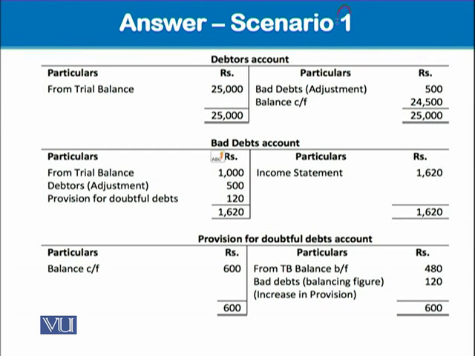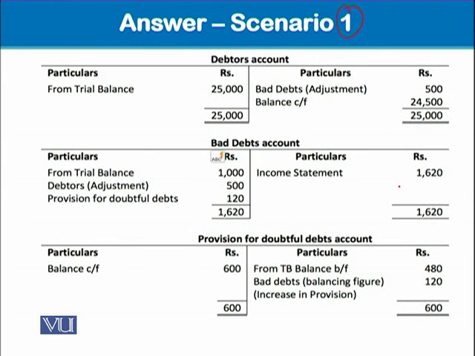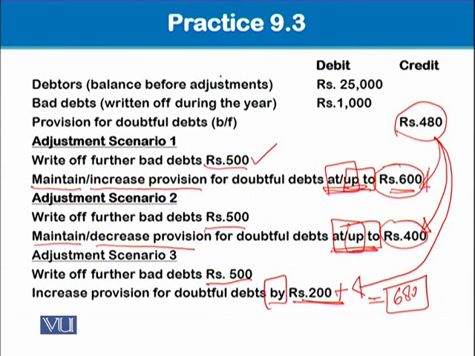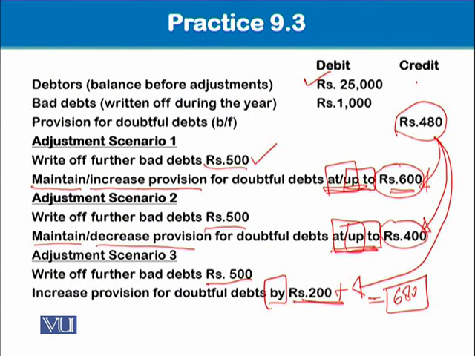Okay? Well, let's see how to solve this scenario. First of all, scenario number 1, in which we have to write off further bad debts 500 and to maintain provision up to 600. Well, so just see, debtors from trial balance we have 25,000. Here we go. And 500 are further bad debts.